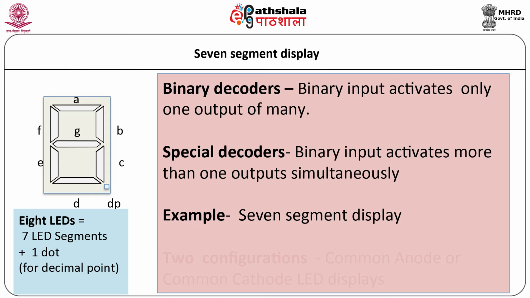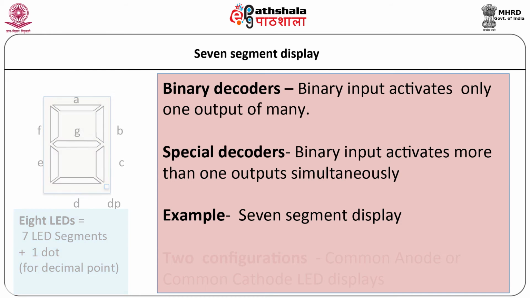Each segment is made up of material that emits light when current is passed through it. Most commonly used devices include light emitting diodes, that is LEDs. The 7-segment display has 7 LEDs for segments and one additional LED for the dot, which is used as a decimal point.